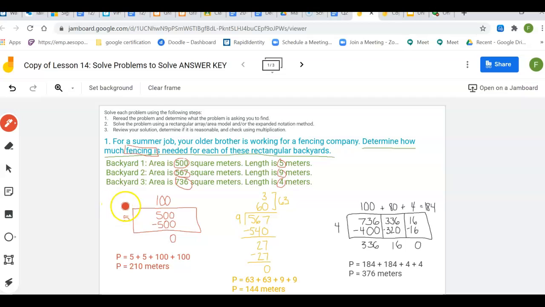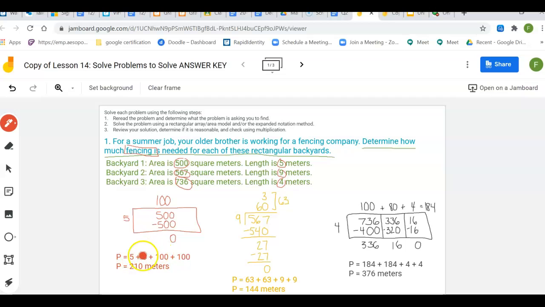So backyard 1 is right here, and the area is 500 square meters, the length is 5 meters. So the division problem is 500 divided by 5. So this is my problem for that one. 5 times 100 equals 500. And when I subtract that, the answer is 0. So now I know that one side, the length, is going to be 5, and the width is going to be 100.